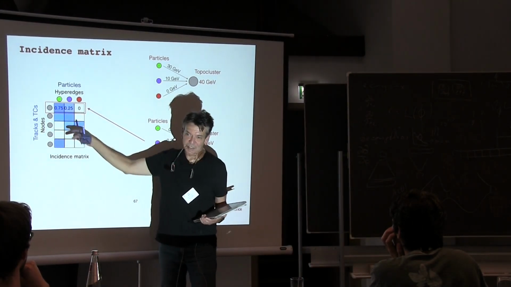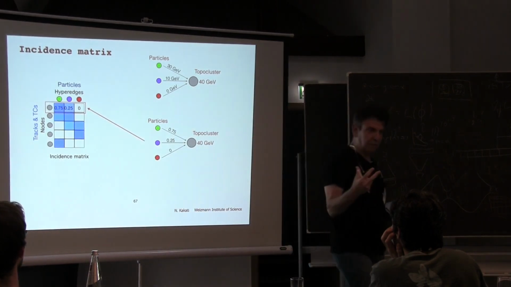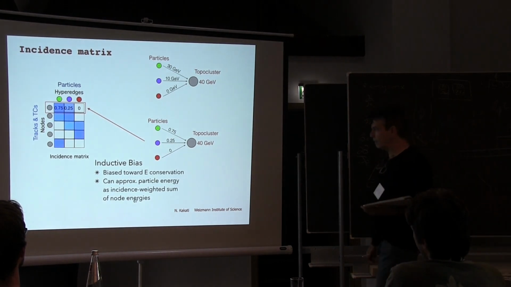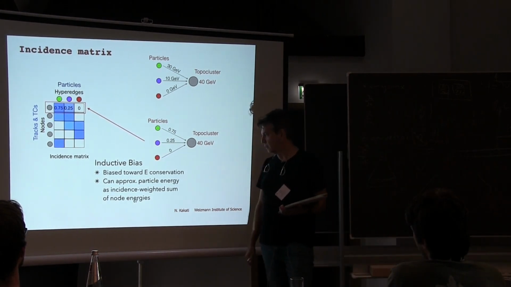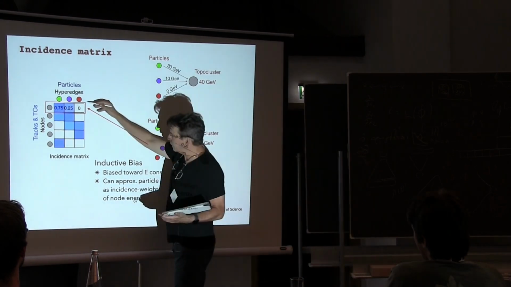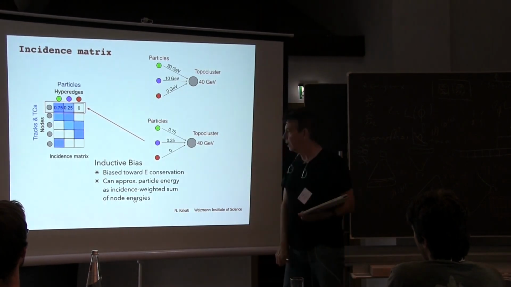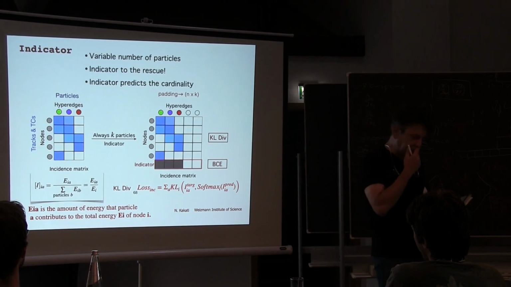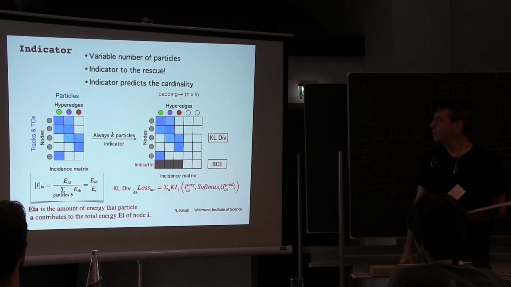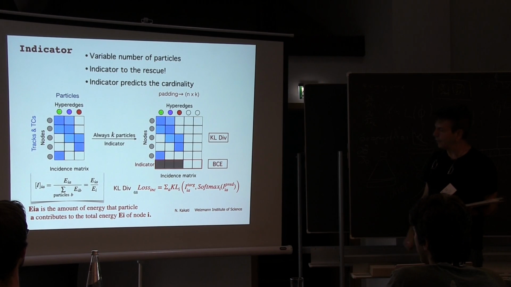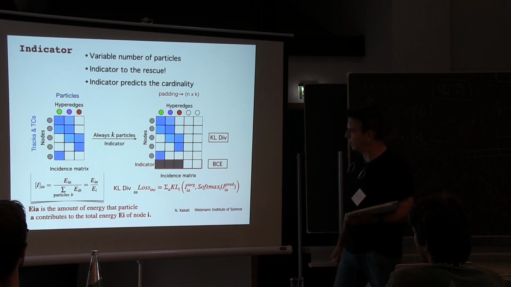That's physics. So I have a physics input into my machine learning problem. We call it inductive bias. And we can approximate the particle energy. Particle energy is the incidence weighted sum of node energies. We will show later how we do it. So how do we learn the incidence matrix? How do we learn it? That's a very busy slide. Let's try to go.